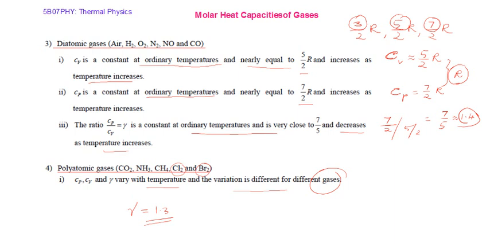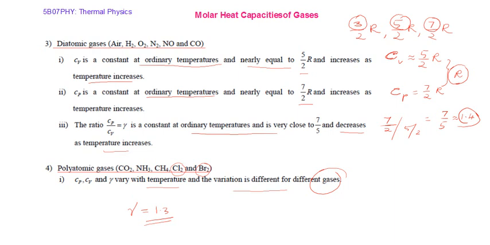3 denotes 3 translational degrees of freedom. 5 denotes 3 translational plus 2 rotational degrees of freedom, and 7 denotes 3 translational, 2 rotational and 2 vibrational degrees of freedom, which changes with temperature. I will discuss degrees of freedom at the end of this topic. I have just made a mention of it here to remind you. I think that is relevant to our discussion of the molar heat capacities of gases.